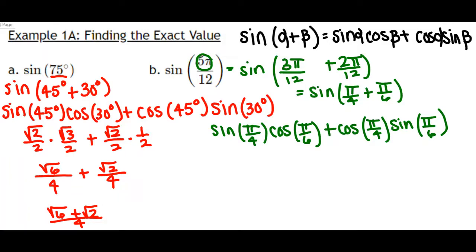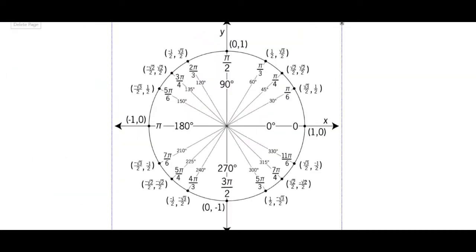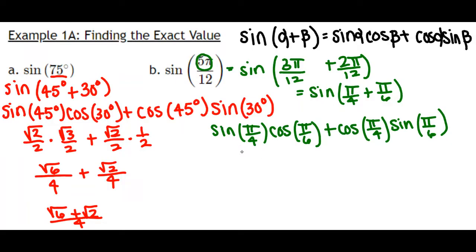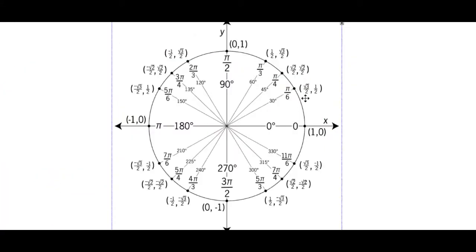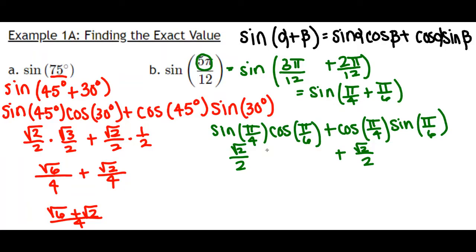So I'm going to go to pi over 4 and look at sine and cosine. At pi over 4, both sine and cosine are square root 2 over 2. So right here underneath my sine pi over 4, I'm going to write square root 2 over 2 because that's what that equals. And for cosine, it also equals square root 2 over 2. For cosine pi over 6, we go to pi over 6, and cosine is square root 3 over 2. Sine is 1/2. We multiply.